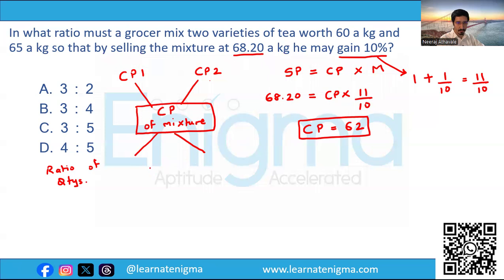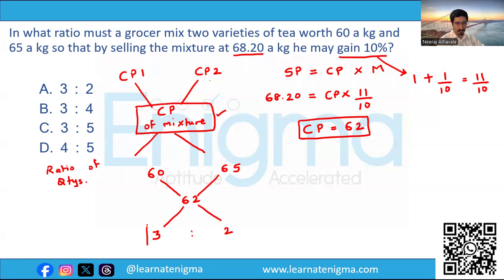So the first cost price mentioned is 60. The second cost price mentioned is 65. And here we get 62. Okay. Now we write down 62 here because that is the cost price of the mixture. Now we cross subtract. 65 minus 62 is 3 and 62 minus 60 is 2.